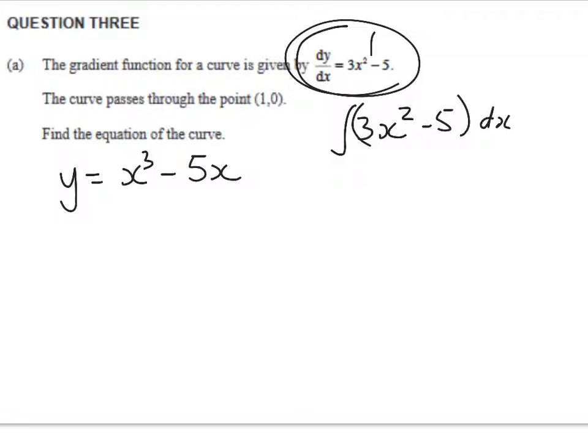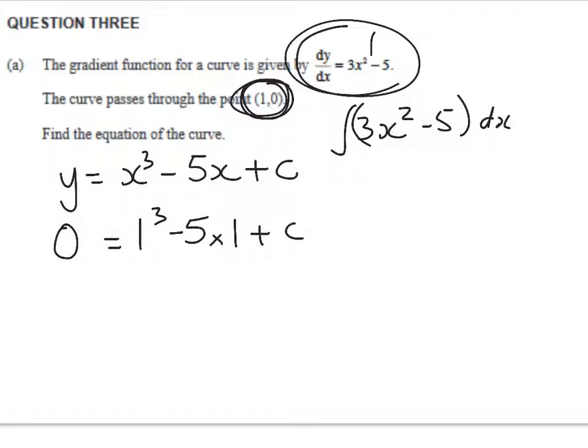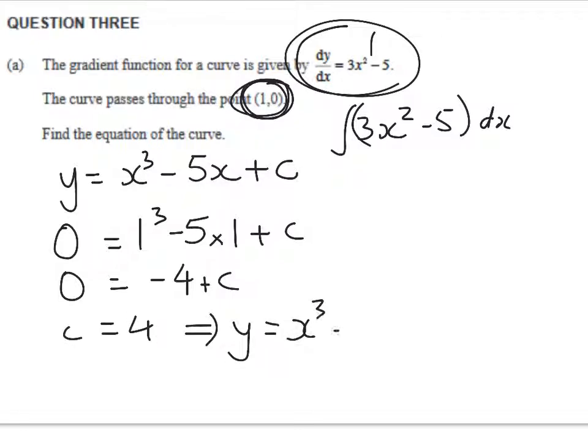dx. And I mustn't forget that on the end of that I have to have the constant of integration, plus c. Now I use this piece of information to pin down the plus c, so I know that when x is 1, y is 0. So 0 equals 1 cubed minus 5 times 1 plus c, so 0 equals negative 4 plus c, c equals 4, so y equals x cubed minus 5x plus 4.